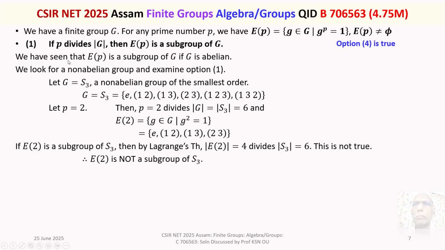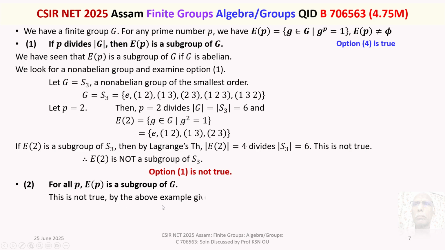So, here 2 divides the order of S3, but E of 2 is not a subgroup of G. So, option 1 is not true. Move to option 2. For all primes P, E of P is a subgroup of G. No. For P equal to 2 in this group, it is not a subgroup. We have seen this by the above example given in option 1. The same example. Right. Therefore, option 2 is not true.